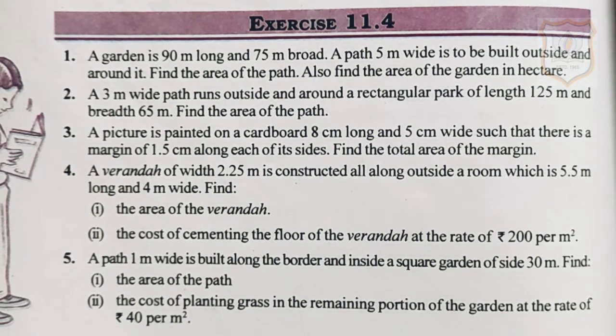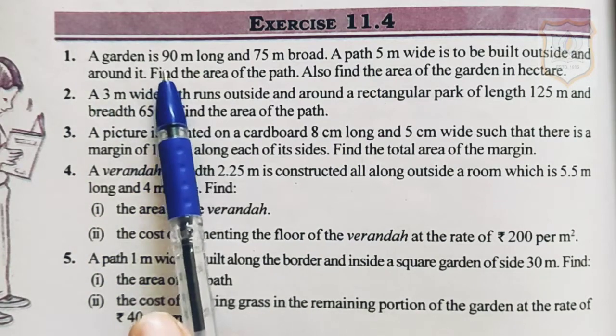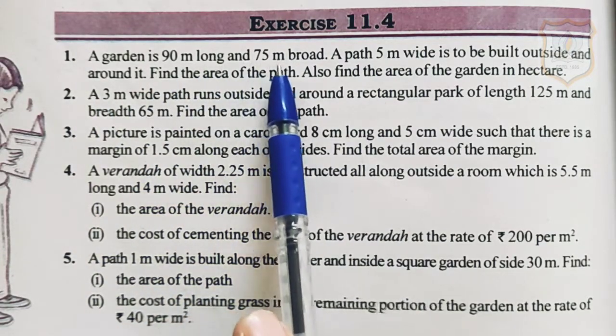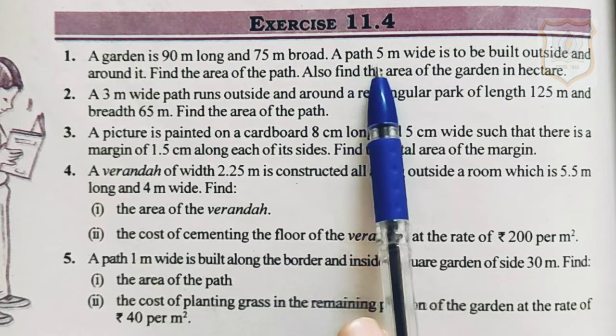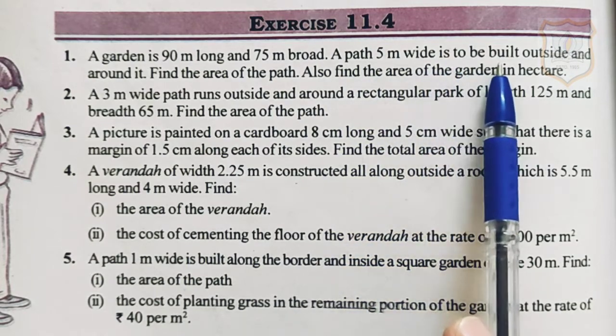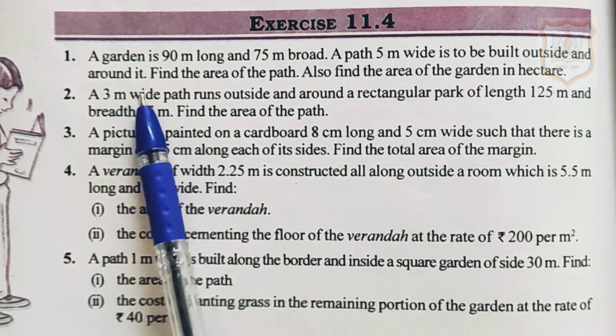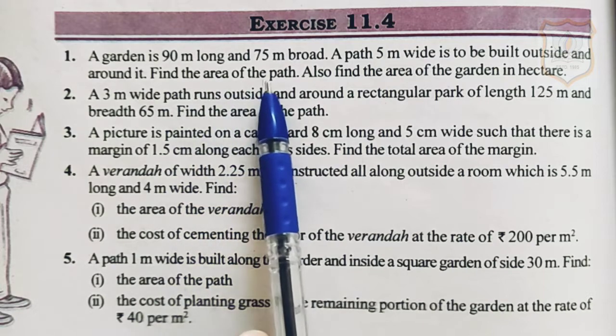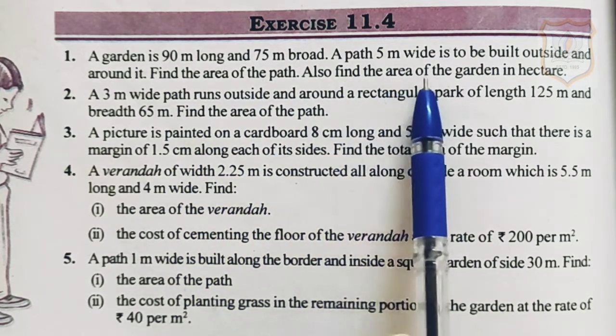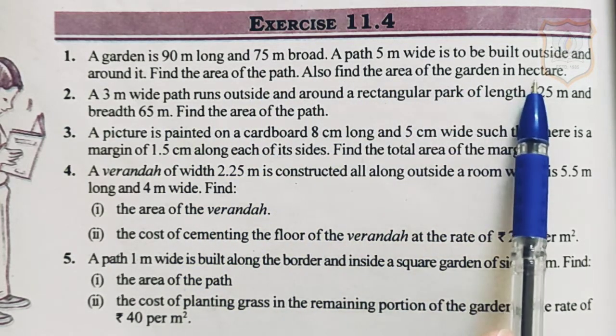Question number 1. A garden is 90 meter long and 75 meter broad. A path 5 meter wide is to be built outside and around it. Find the area of the path. Also find the area of the garden in hectare.